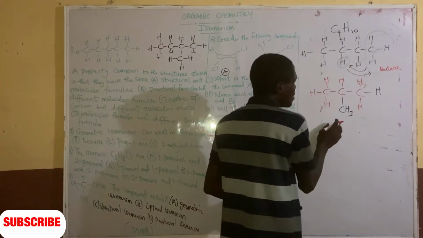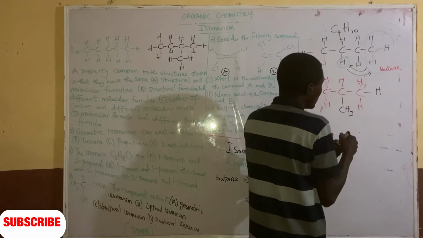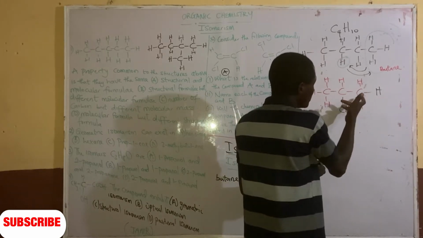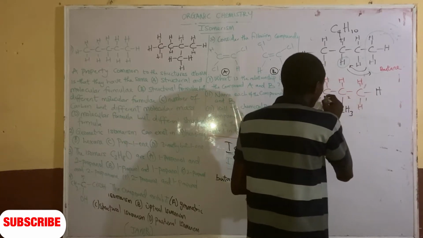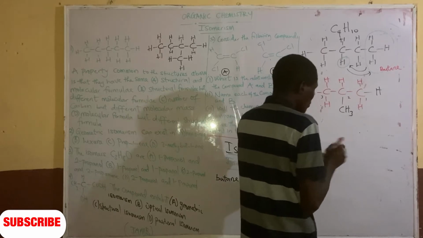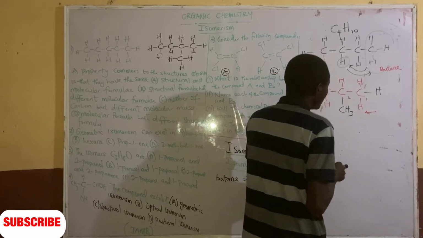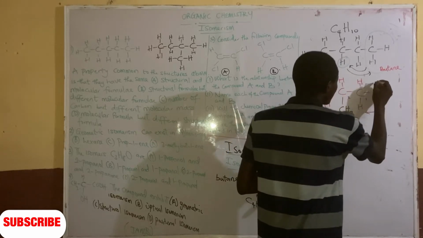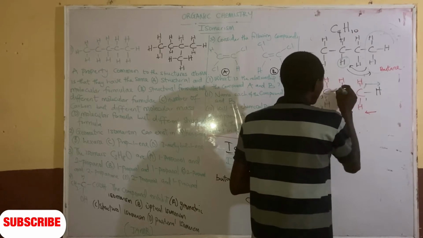But the isomer name of this structure, when you count it, now if I number it from the back, I'm going to have 1, 2, 3. If I number it from the front, I'm still going to have, look at this, 1, 2, 3.